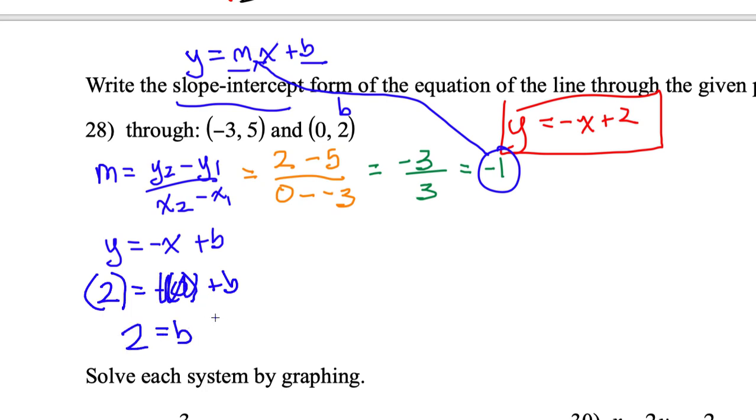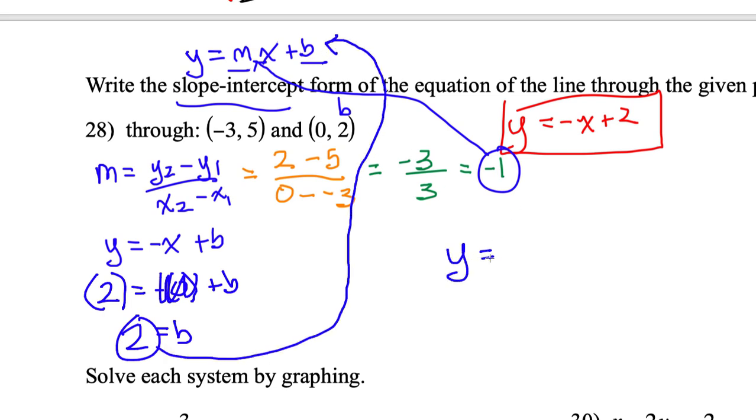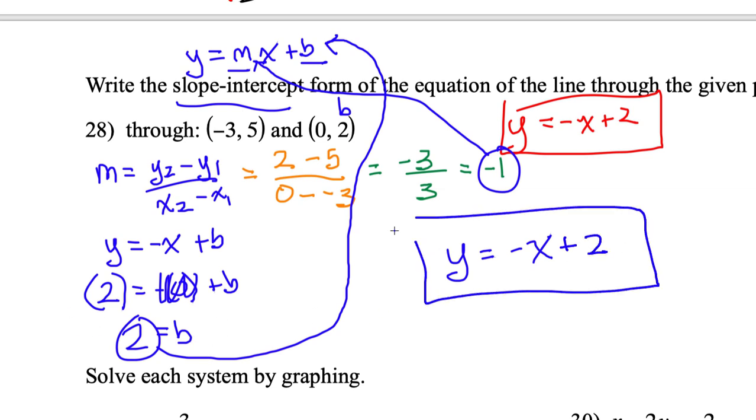And now I can say, oh, now this 2 can be plugged in to this b, and we have our final answer. Again, y equals negative x, I'm just copying down right here, negative x plus b, but instead of plus b, it's plus this b that I found down here, which is 2. All right, so that was number 28. The next one to do is number 29 and then 30.